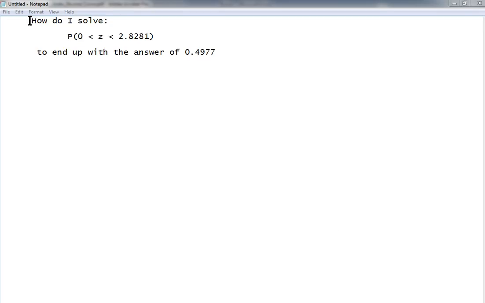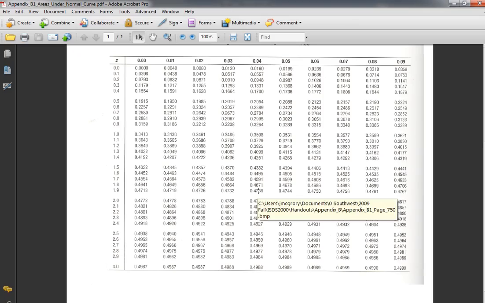Dude, okay, so you want to know how to solve for the probability that z, not x, but z, will take on a value between 0, I love 0 as a starting point, and 2.8281. And you know that you should end up with this particular answer. Well, to solve this problem, I'm going to use the chart that comes with my book.